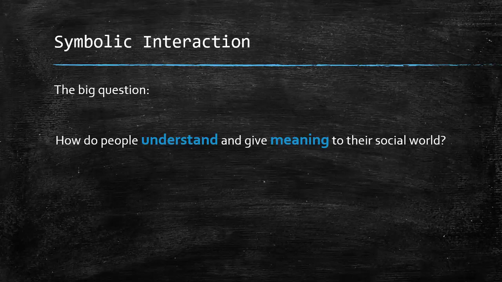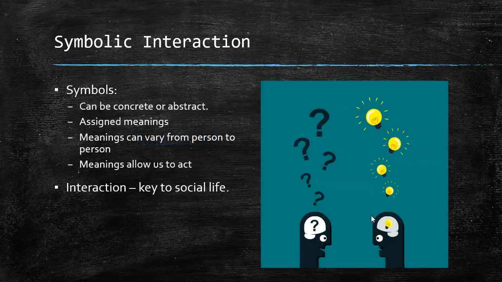The big question that this theory seeks to explain is how do people understand and ultimately give meaning to their social world? This theory sees the world as being constructed of symbols. Now, symbols surround us everywhere, and you typically may be thinking of a symbol as being something like a stop sign or a letter, and those are definitely a symbol. But in this theory, any object that we assign meaning, whether it's concrete or abstract, is a symbol.